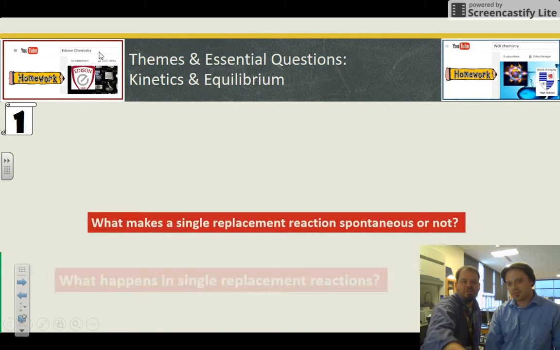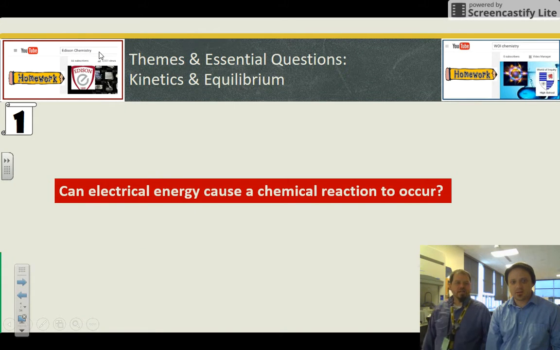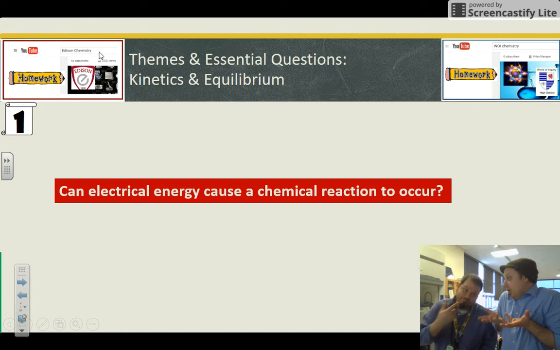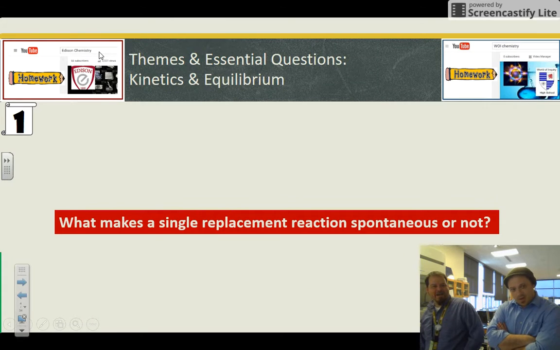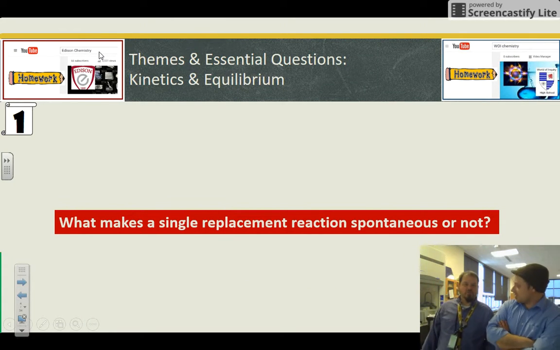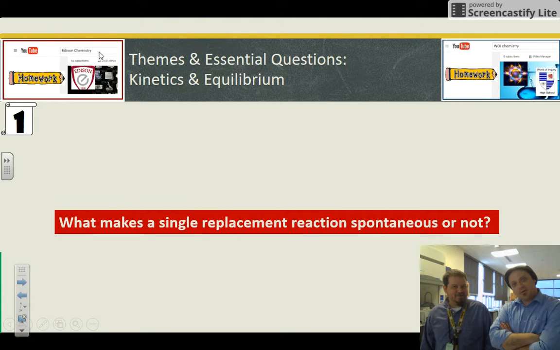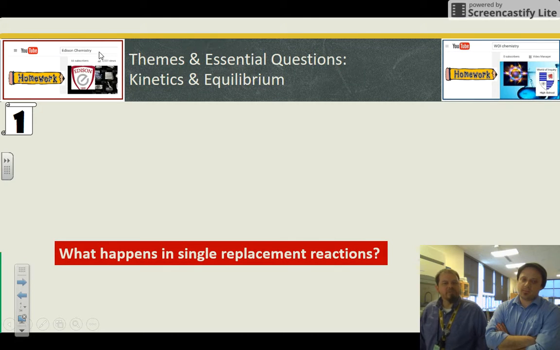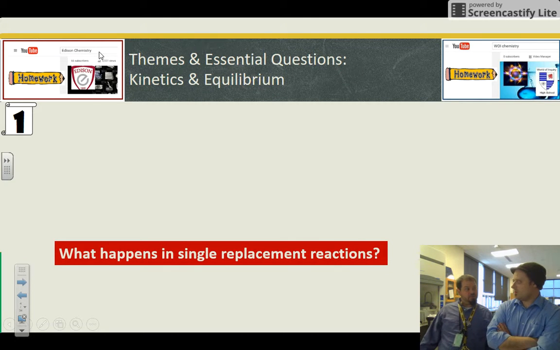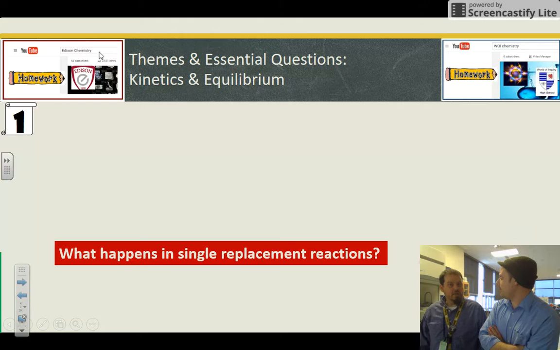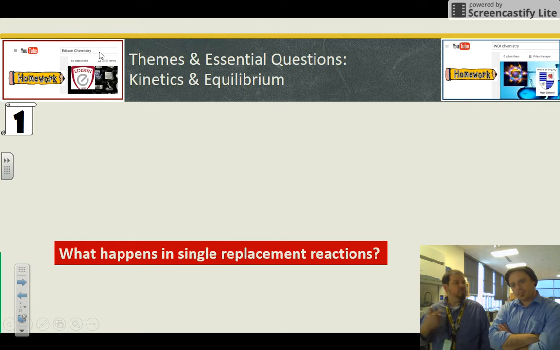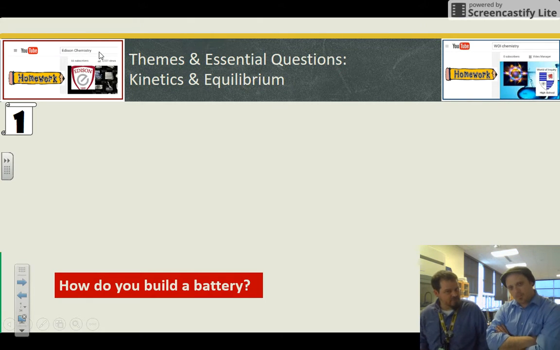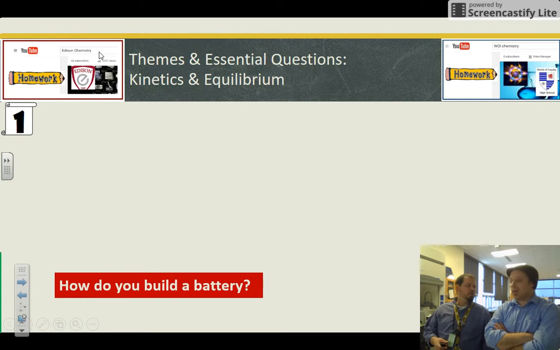Real world application. Here we go. Can electrical energy cause a chemical reaction to occur? Don't answer, Monaco. What makes a single replacement reaction spontaneous or not? Ooh, spontaneous. I like that new word for the unit. We have to put that on the vocab for next year. What happens in a single replacement reaction? We've actually studied single replacement reactions, so we're doing a little review. How do you build a battery?